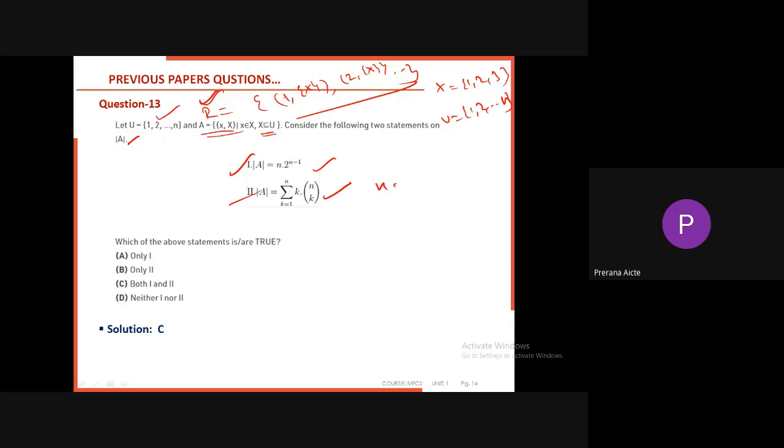So this is NCK, which is nothing but NCR. This NCR represents the total number of subsets of the set with K elements, that is, the subset size is K, or R. That is given by this NCK, and we multiply by K to get the total number of ordered pairs in the relation. So these two statements are true for this one. This is the way we are going to do this.